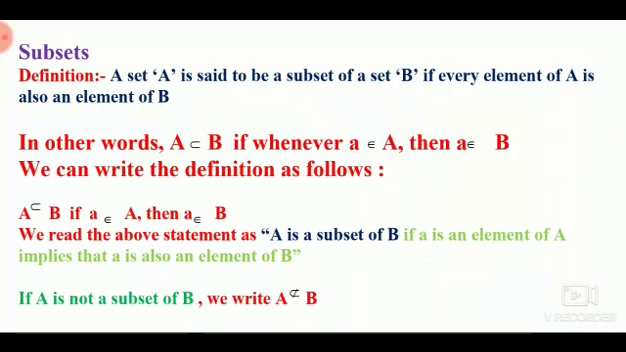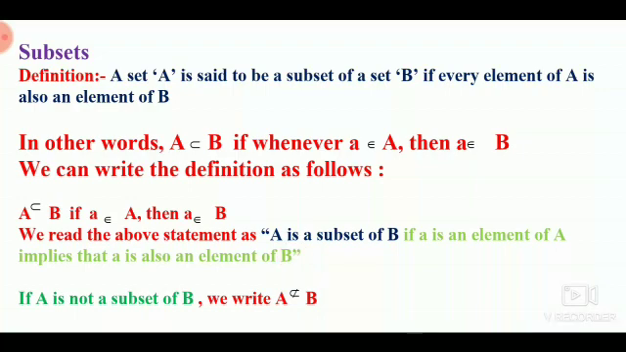In other words, we can write A is a subset of B if every element of A is a member of B. And then we write the definition as follows. A is a subset of B if x belongs to A, then x also belongs to B. Then such sets are called subsets of a given set B. We read the above statement as A is a subset of B if x is an element of capital A implies that x is also an element of capital set B.